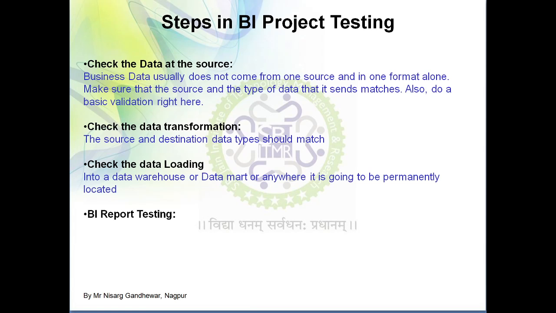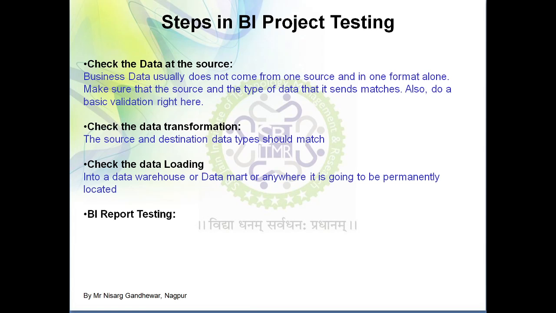So the very first step is to check the data at the source. In case of any successful BI, what is important? Good quality of data is very important. Suppose you are not getting good quality data, then your BI system will not work properly. So the very first thing is you have to check the data at the source, because in a BI project, the data is collected from multiple sources. It is not the case that you collect data from only one source. Then that data is transformed into information. So checking the data is very important.